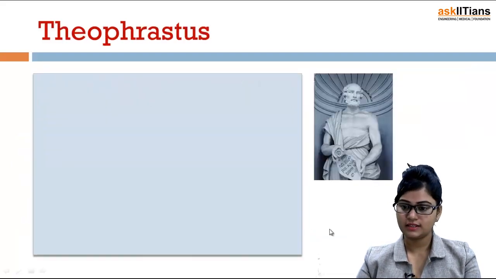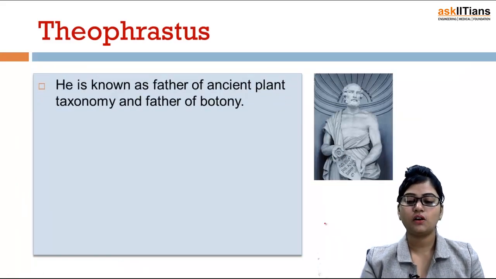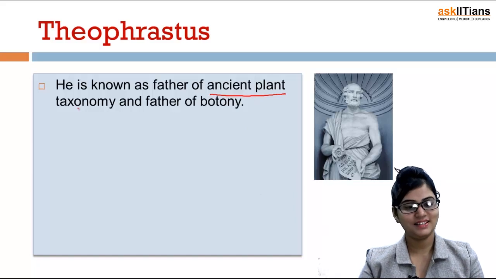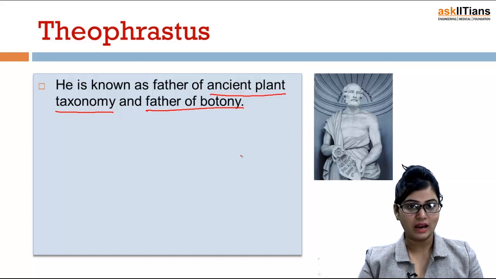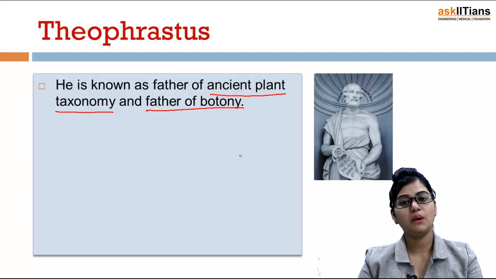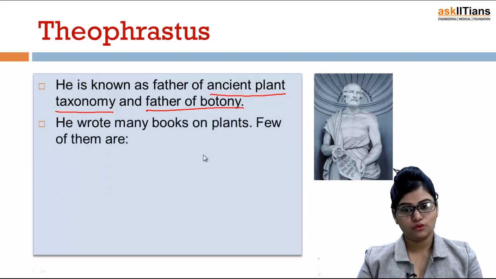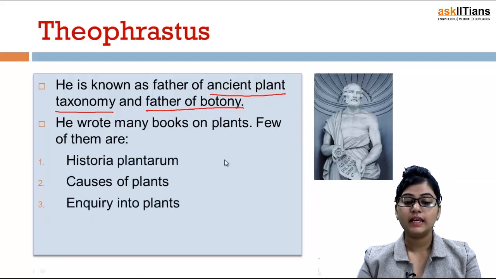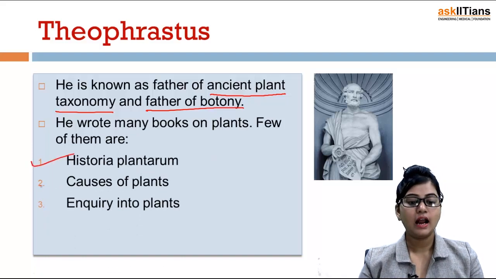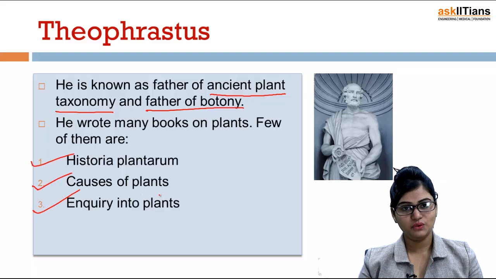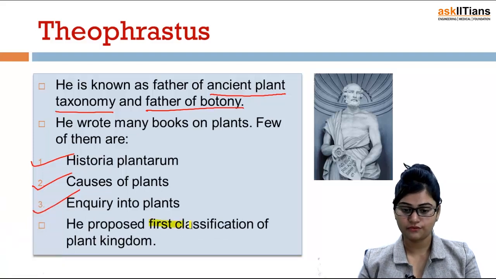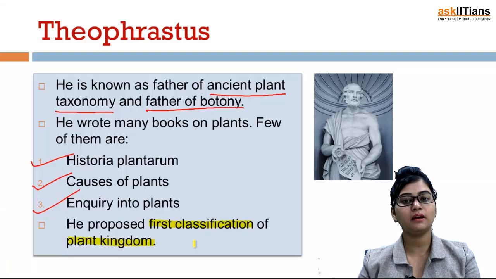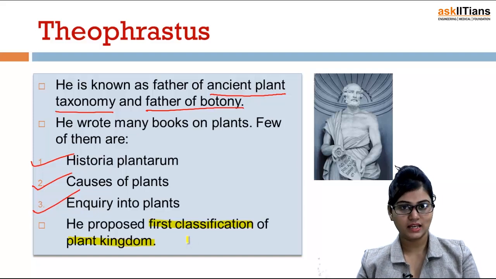Then came the scientist Theophrastus. He is known as the father of ancient plant taxonomy as well as the father of botany. Aristotle is the father of biology and zoology, and Theophrastus is the father of botany. He wrote many books on plants, and few of them are Historia Plantarum, Causes of Plants, and Inquiry into Plants. He proposed the first classification of the plant kingdom.